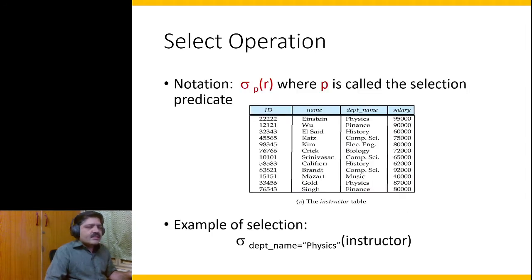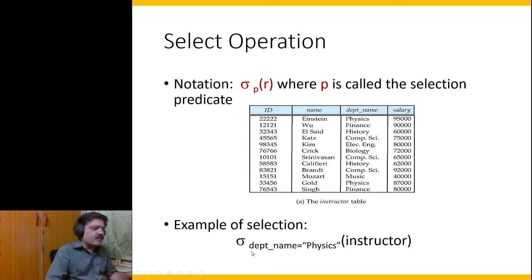So let's start with the select operation. Often we use notations such as these to refer to the operation. So sigma p of r denotes the select operation on r, and p is the selection predicate. Let's say we have a relation r like this, and let's say we want to select a few tuples from this relation depending on some predicate p, then we would use this operation.